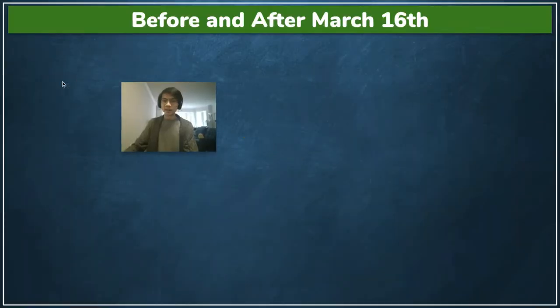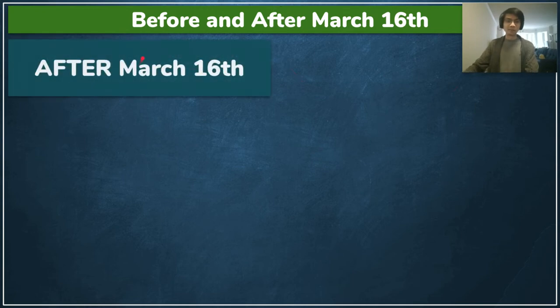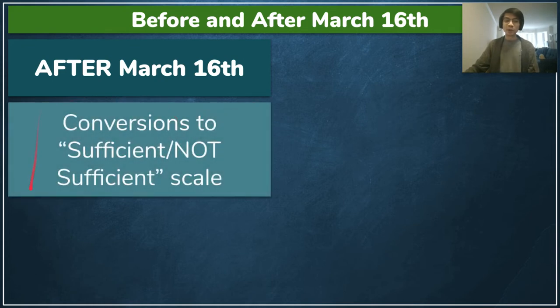So let's talk about changes for our class specifically. So let's first go after March 16th. So this is everything after the closure. I will be going back into all of those assignments and converting those grades from point scales, because all of those were on numeric scales, and I'm going to convert it to the sufficient, not sufficient scale. So essentially, if you turned it in and you did well enough to receive above a 70% on that assignment, I will give you a sufficient and then not sufficient if it's below. And missings will remain missing, right?